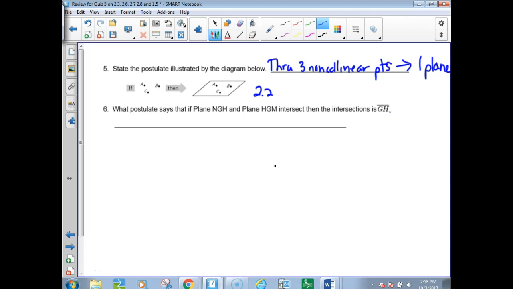Bless you. You're welcome. What postulate says that if plane NGH and plane HGM intersect, their intersections align? Yeah, that one is 2.7, but like let's just say, if two planes intersect, then you get a line. The intersection's a line. Then it's a line. I would take that from your wording. And that is 2.7, postulate 2.7, if you want to know.